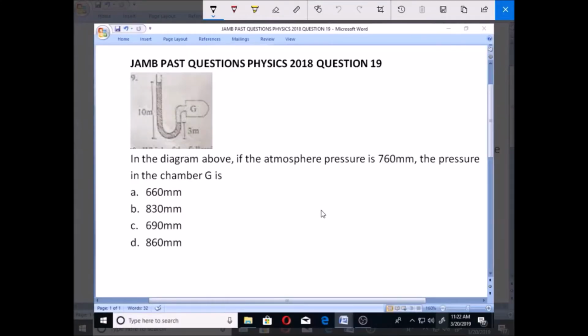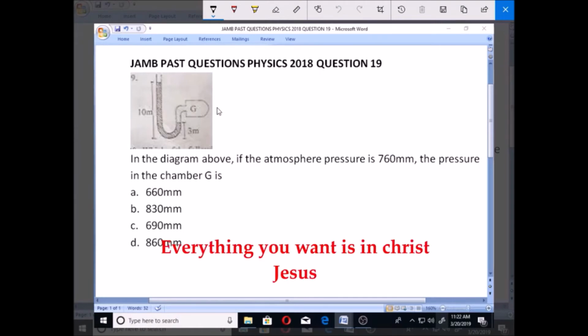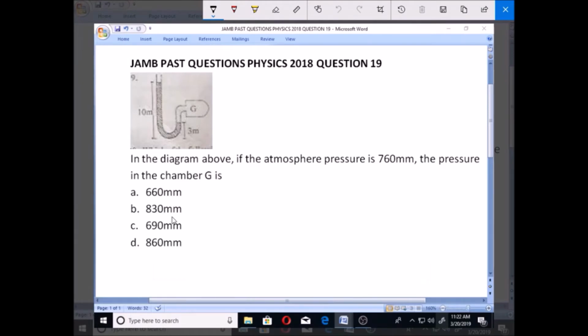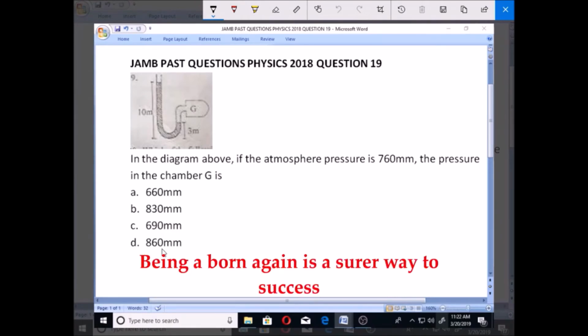Let's look at this question number 19 for JAMB Past Question Physics 2018. In the diagram above, this is the diagram, if the atmosphere pressure is 760 millimeters, the pressure in the chamber G, this is chamber G, is A 660 millimeters, B 830 millimeters, C 690 millimeters, D 860 millimeters. So how do we go about solving this?